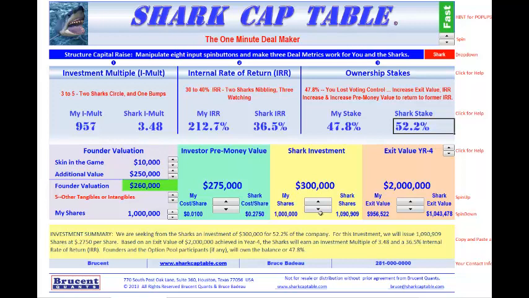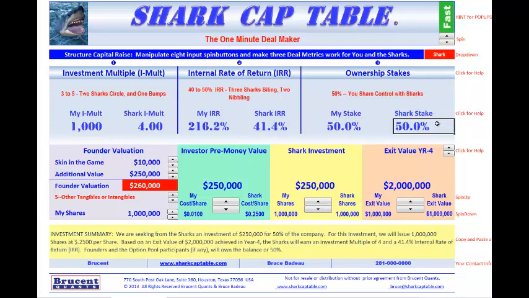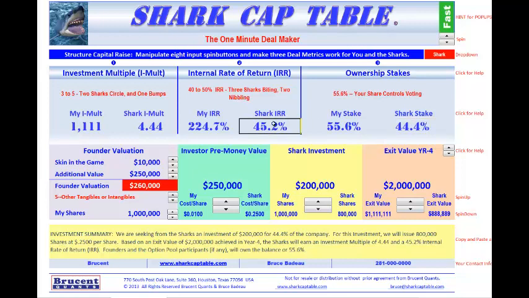The next thing I'm going to do is try to, so we better put that at $250. Next thing I'm going to do is I'm actually going to reduce the shark investment. Let's go to $250 and see what happens. Well, there you had a 50, so let's go to 230. Now let's go to 200. Now you got 44% in their hands. They've still got a reasonable internal rate of return. They got a reasonable multiple. So that deal might work.